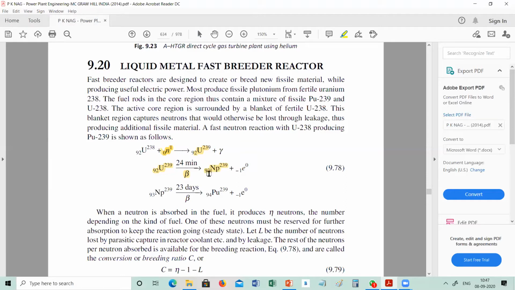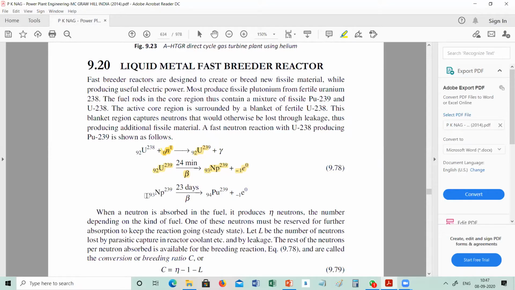When the number of protons changes, the material will not be the same; a new element will be produced. So uranium 239 is converted into neptunium, which has atomic number 93, that is 93 protons, and the number of neutrons remains the same, so its mass number will not change. And during this beta decay, one electron is emitted. During beta decay, electrons are emitted.